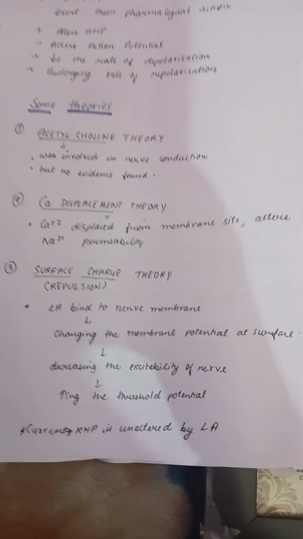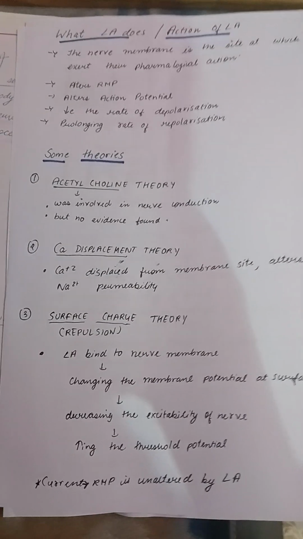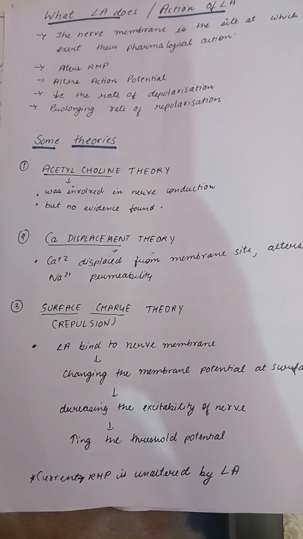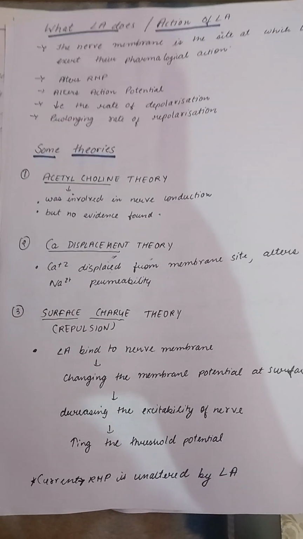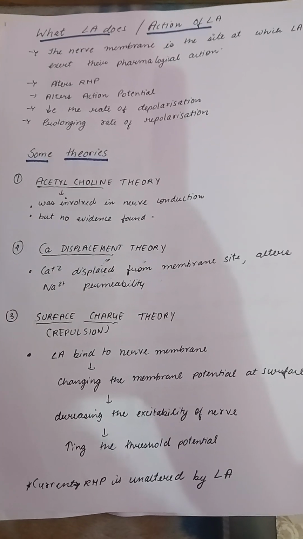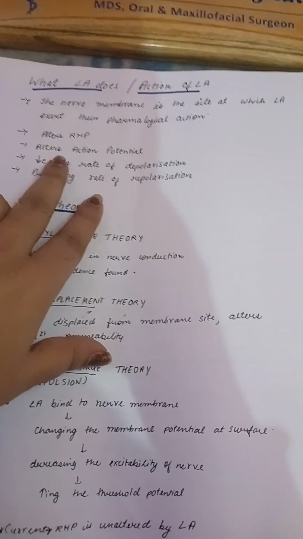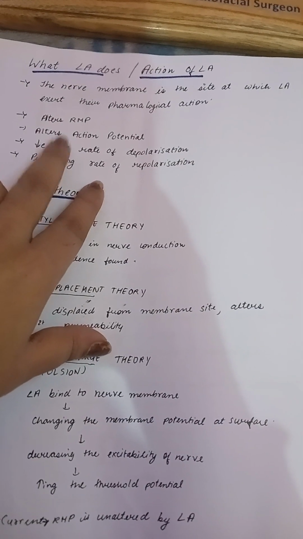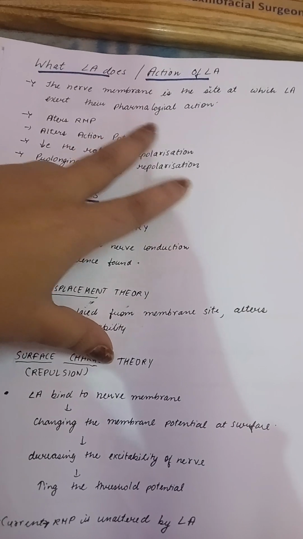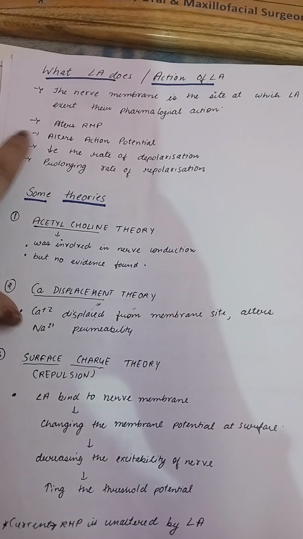Now coming to what LA does, the action of LA. Our physiology is done, our impulse generation is done. Now, how does it bind to the membrane? The nerve membrane is the site at which LA exert their pharmacological action. It alters RMP.